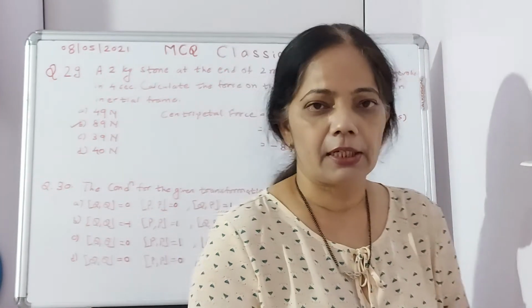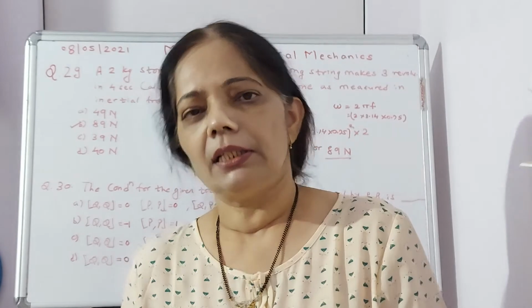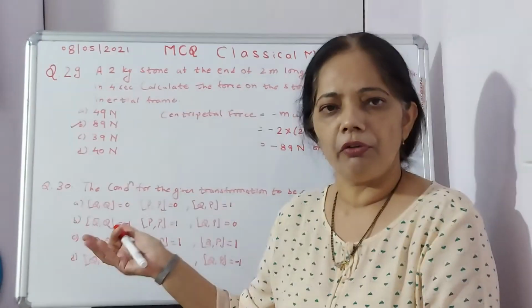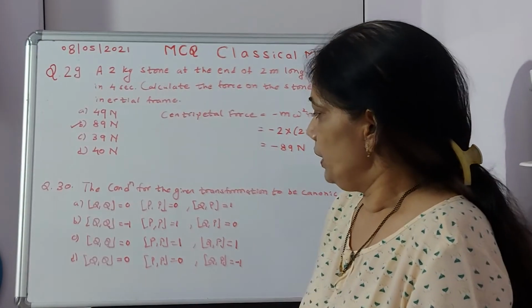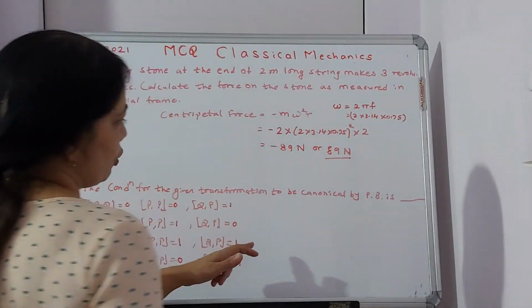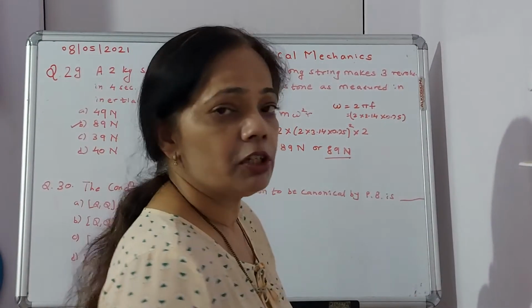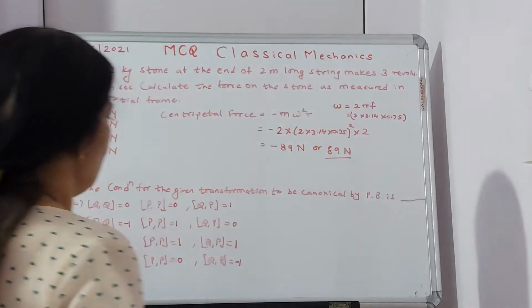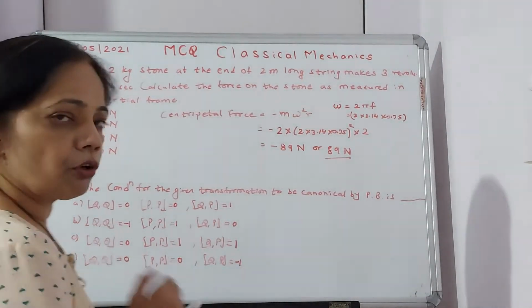Again, in one problem we saw the answer was given in negative, but in this case it is given in positive. So whatever is the option, we have to choose it. Last question. The condition for the given transformation to be canonical by Poisson's bracket, what is the condition? So over here we know the condition, we have solved problems on that also.